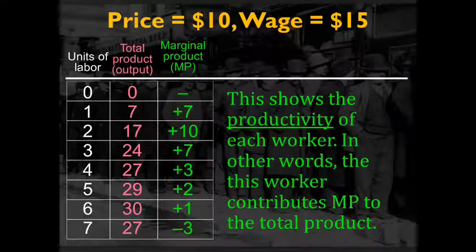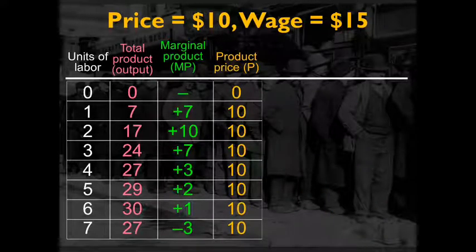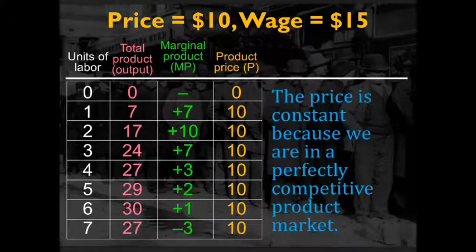So you're not looking at average productivity from a company standpoint. You're really wanting to know, if I hire this additional worker, how much more product will I be able to produce. So this shows the productivity of each worker. Next, we have the product price. The price is constant. It's $10 per unit. So this price is constant because we are in a perfectly competitive product market, right?